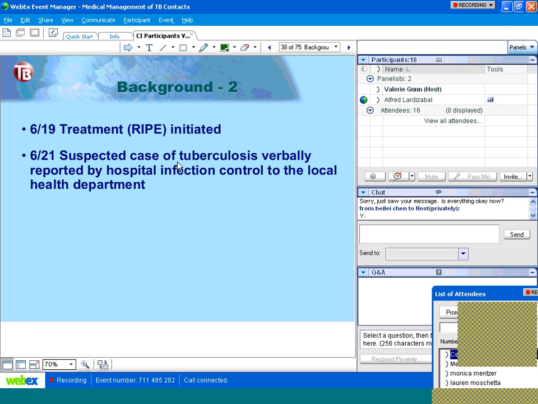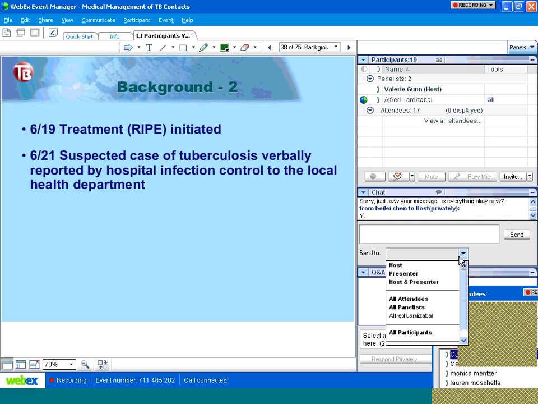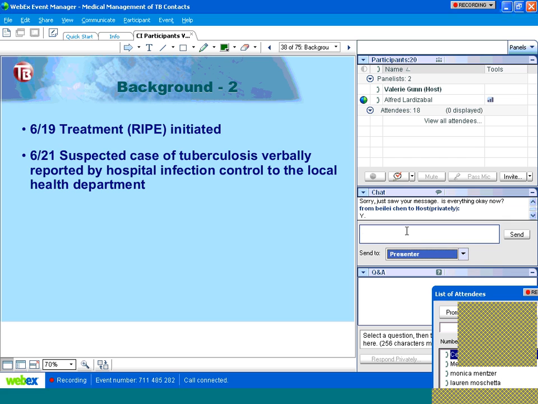Because of the patient's history, the patient's chest X-ray, and the AFB positive smears on bronchoscopy, a tentative diagnosis of pulmonary TB was made, and treatment was started 2 days later with rifampin, isoniazid, pyrazinamide, and ethambutol. The suspected case of TB is then verbally reported by the hospital's infection control nurse to the local health department.